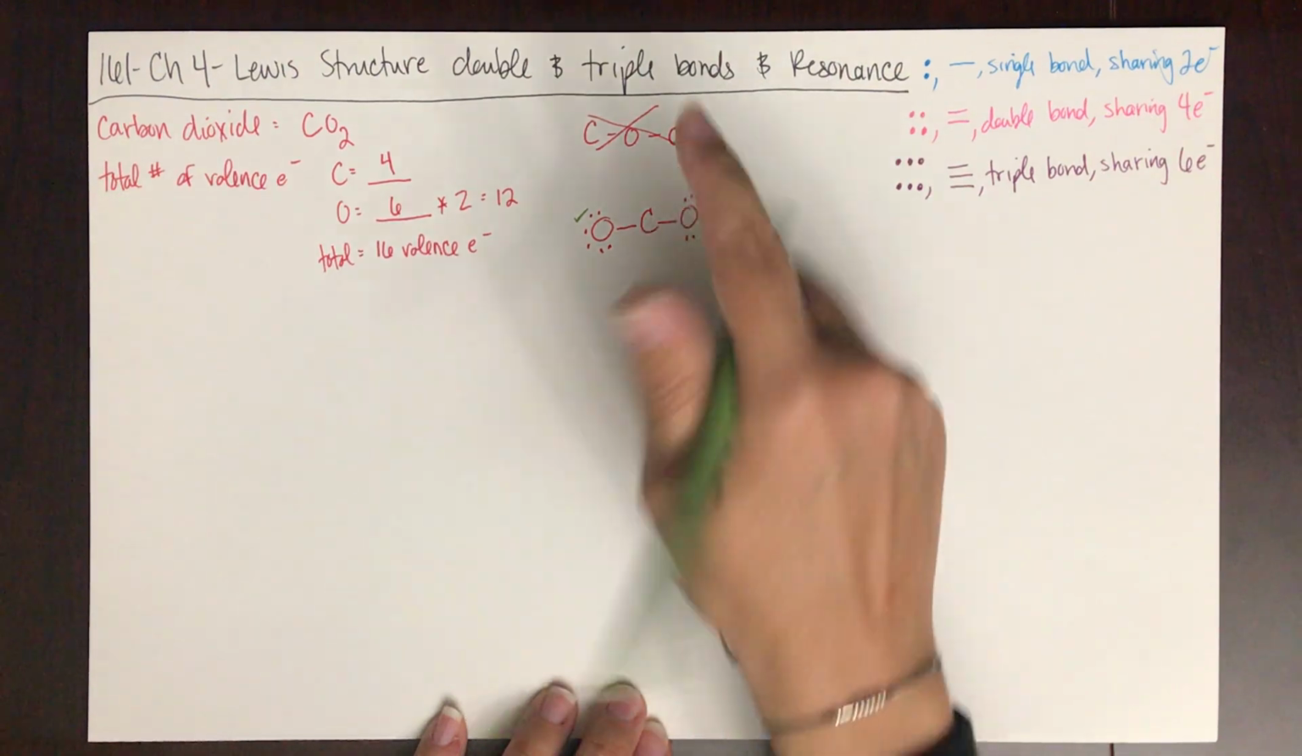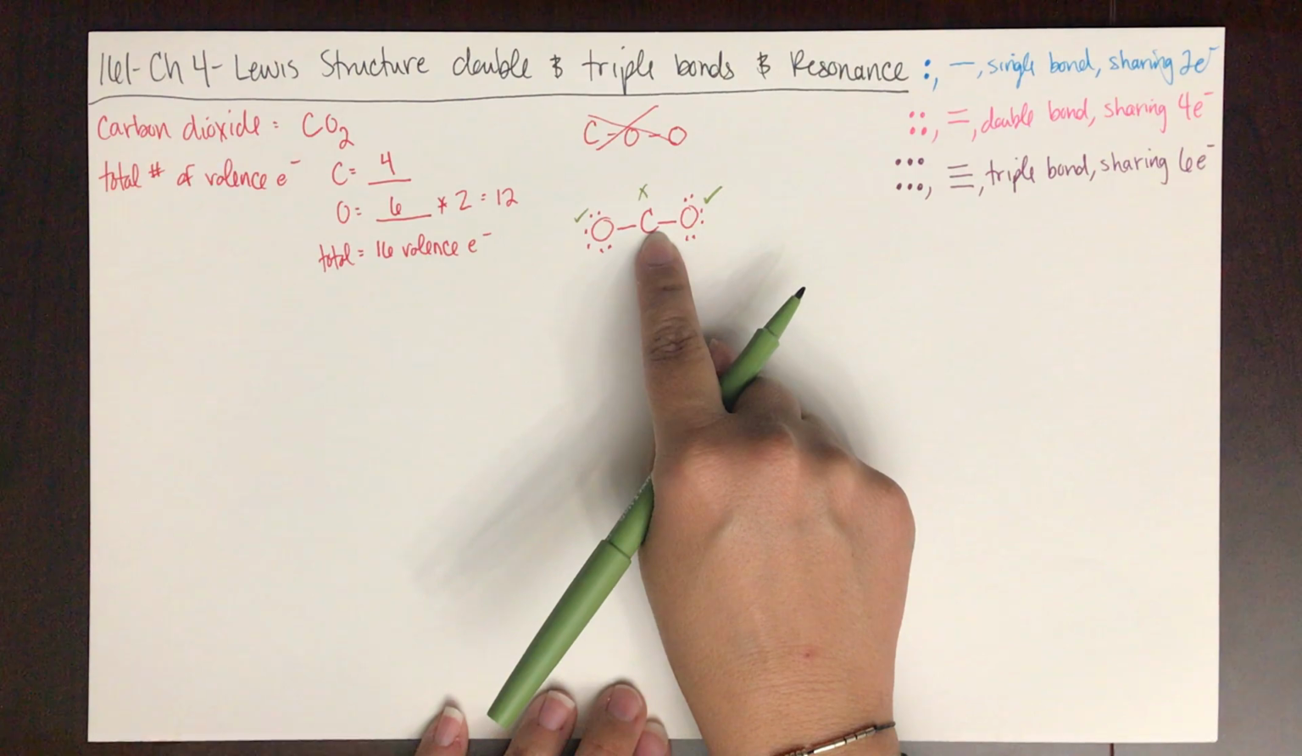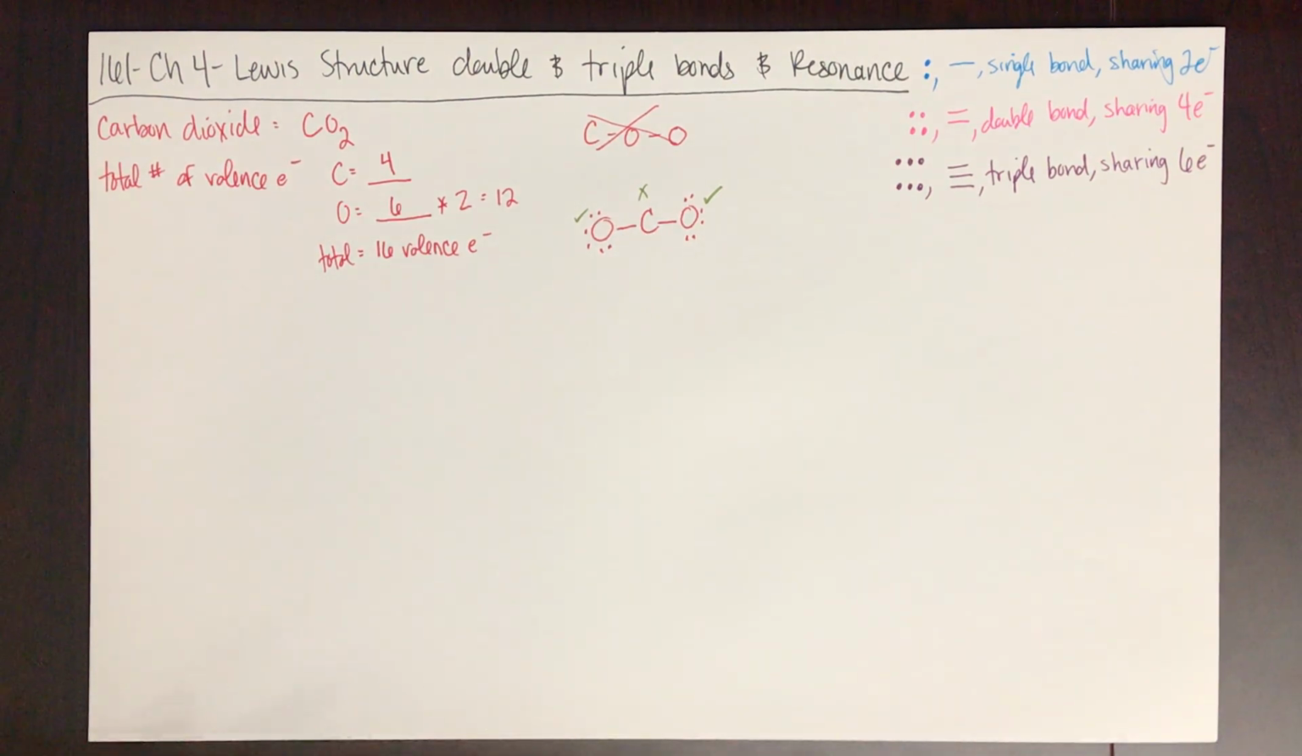electrons. This carbon is not happy. This carbon wants a full octet. It wants to have 8 electrons around it. It only has 2, 4 electrons around it.